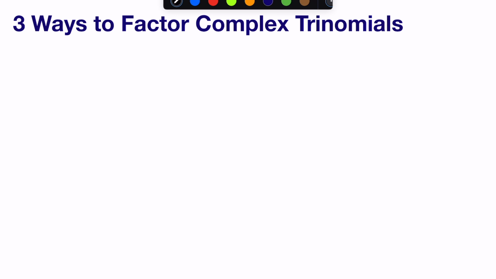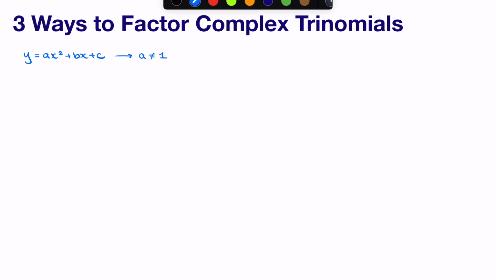In this video, we're going to talk about three different ways to factor complex trinomials. So let's first define what a complex trinomial is. Complex trinomials are in the form y equals ax squared plus bx plus c. And we know that a cannot be equal to 1, or else that would be a simple trinomial.